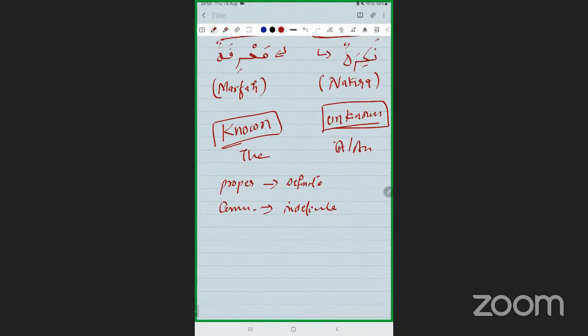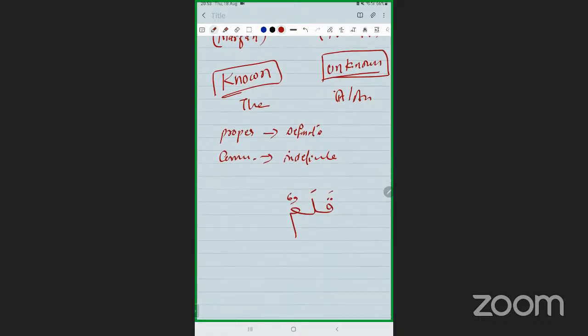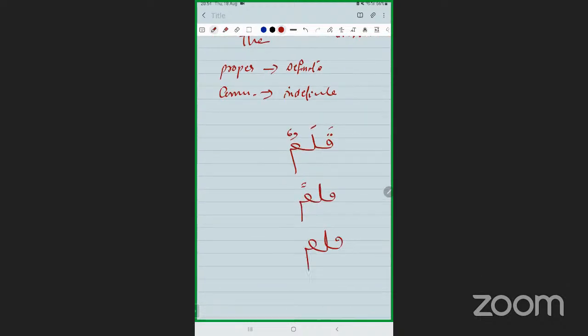In Arabic, indefinite can be identified by tanween. Any tanween: tanween of dhamma, tanween of fatha, or tanween of kasra. Kalamin, kalamun. Any question till here? Indefinite can be identified by tanween of dhamma, tanween of fatha, and tanween of kasra.